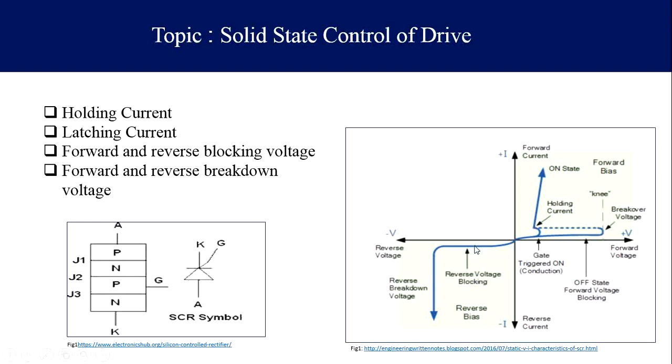It will try to block the voltage. There won't be any very high increase in the current, but I am trying to increase the voltage. So, at a particular point the voltage will be at its maximum, and that voltage is called breakdown voltage, reverse breakdown voltage, as we are going to reverse the use of SCR.